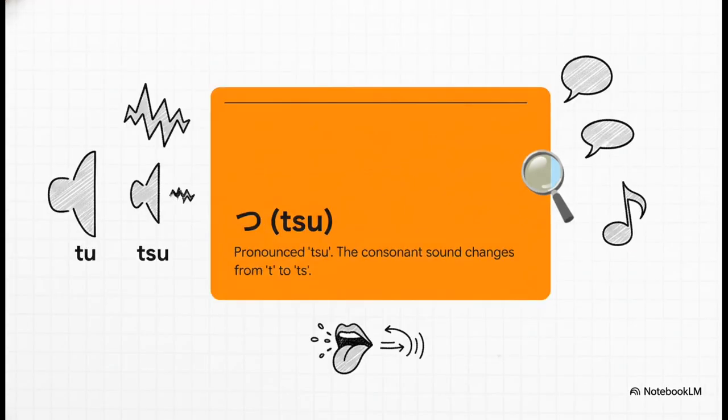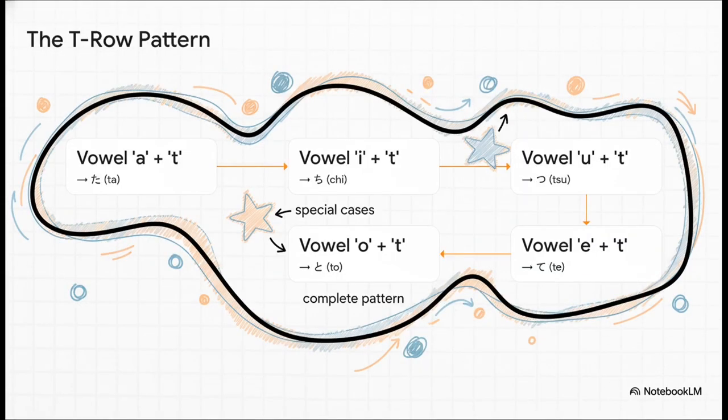And here's our second one. This character is pronounced tsu. The consonant sound again shifts, this time from a T to a ts sound. So instead of tu, you get su. And this chart here just lays it all out perfectly. You can see how the T consonant lines up with each vowel. Ta, te, and to are nice and predictable. And now you see exactly where our 2 special cases, chi and su, fit right into the system. It all makes sense when you see it like this.